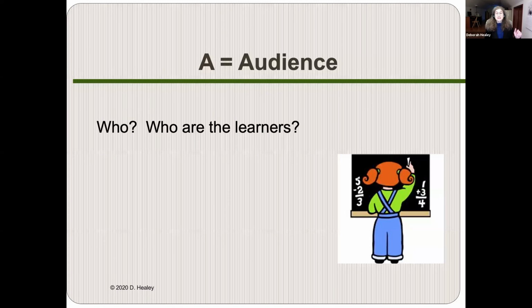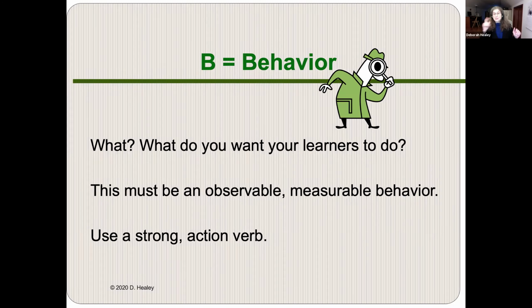So that's usually the easiest one. Now the behavior is the key piece here. What do you want your learners to do? So, observable and measurable behavior with a strong action verb, something that you can see, not just imagine. So behavior is a very, very important piece of this.